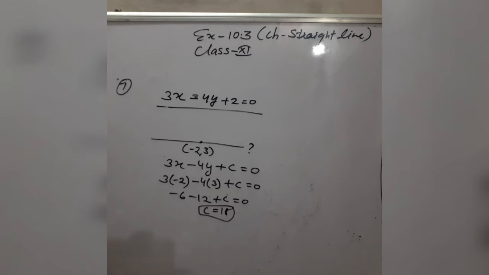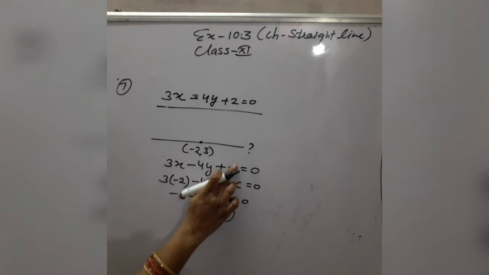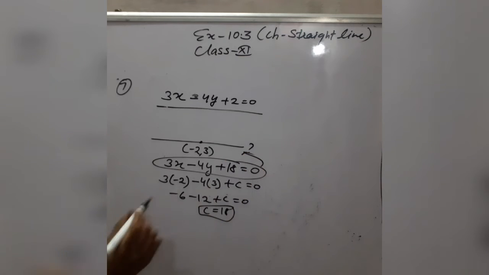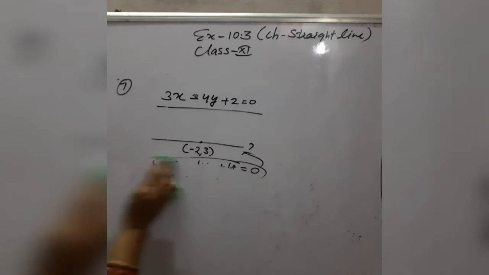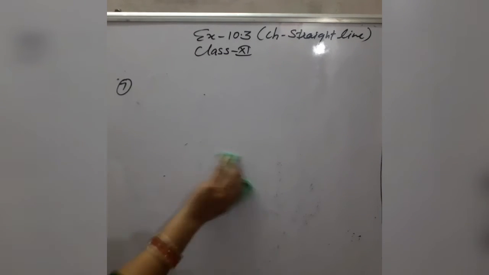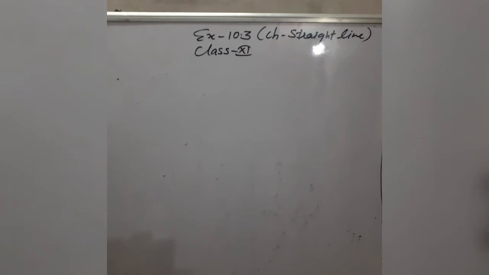This is the value of the constant term. So put the value of c here. This is the equation of the second line, which is our answer. So this is question number 7. It's very simple. We just have to find the equation of the line with the help of the given information. Now see question number 8.